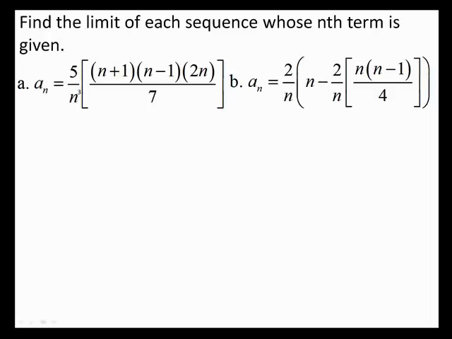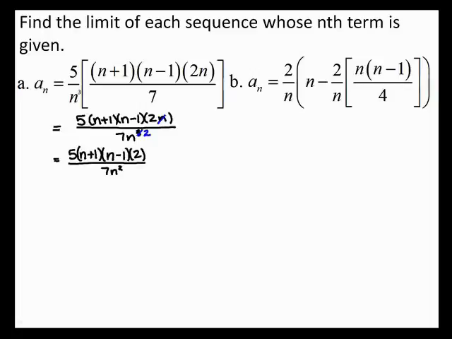Find the limit of each sequence whose nth term is given. Part A. a sub n is equal to 5 divided by n cubed times the quantity n plus 1 times n minus 1 times 2n divided by 7. Distribute 5 divided by n cubed into the quantity. Simplify the fraction. Simplify 5 times 2 and n plus 1 times n minus 1. Simplify 10 times the quantity n squared minus 1.